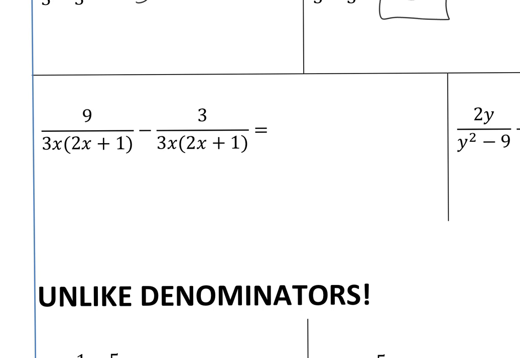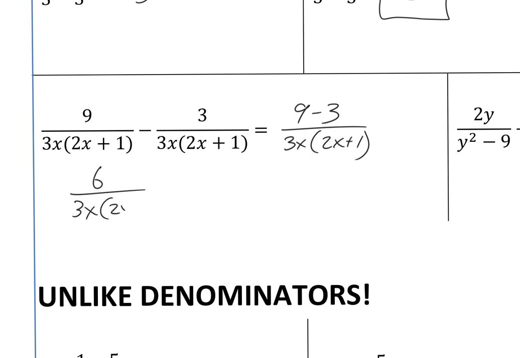Here's another one with common denominators. We could see that 3x, 2x plus 1, 3x, 2x plus 1 are the same. So again, I can just rewrite it as 9 minus 3 on top, 3x, 2x plus 1 on the bottom. 9 minus 3 is obviously 6. And since this is already factored on the bottom, I can go ahead and see if there's anything that cancels out. And of course, I could take a 3 out of both of these, making that a 2, making that a 1. And so the best answer here would be 2 over x times 2x plus 1.